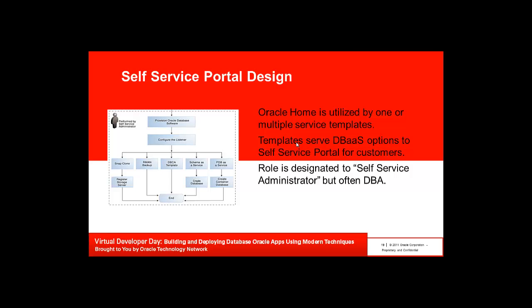You can see on the left-hand side in the graphic, the provision Oracle database software is then set with a configuration to the listener, and then the different choices from the template are built out from there. So you have snap clones, RMAN backups, DBCA templates, schema as a service, and you can even create a database off of that one. And then of course 12C options, PDB as a service, and create container database.